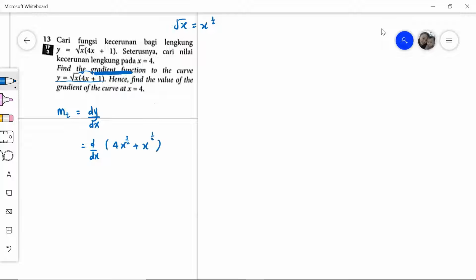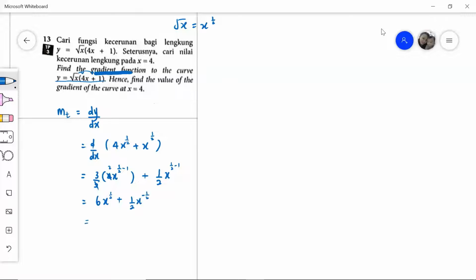So now let's differentiate this. When we differentiate, bring down the power. So 4 times 3 over 2, x to the power of 3 over 2 minus 1. Reduce the power by 1, and then followed by this side, half x to the power of half minus 1. You should get negative half. So over here, let's simplify this. We have 6x to the power of half, and then plus half x to the power of negative half.